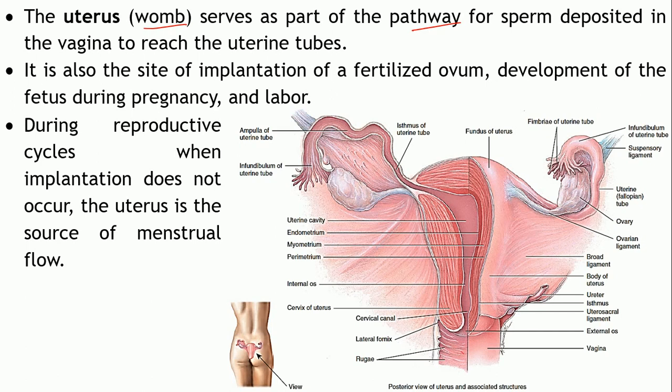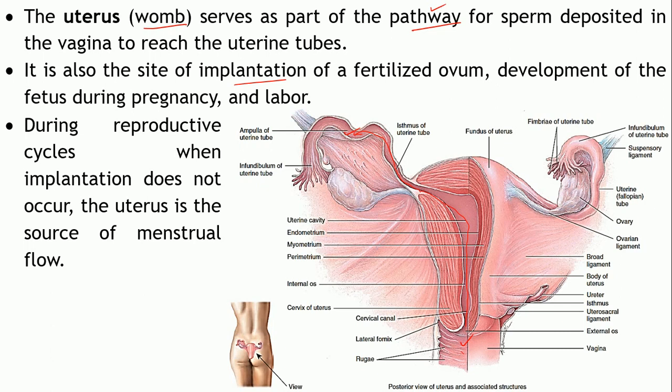The sperms which are deposited in the vagina during sexual intercourse need to fertilize the ovum which is present in the ampulla, right? We have seen that fertilization occurs in the ampulla of the uterine tube. So the sperms have to travel through the uterus and through the uterine tubes to reach the ampulla to fertilize the ovum. So the uterus acts as a pathway through which the sperms have to travel. Apart from that, it is also the site for implantation of the fertilized ovum.